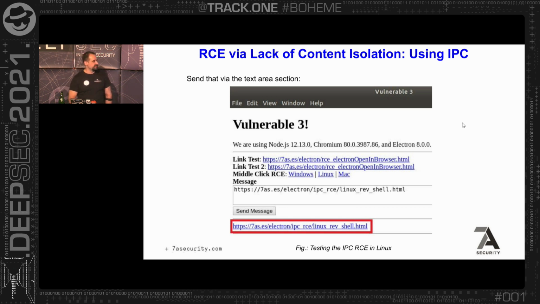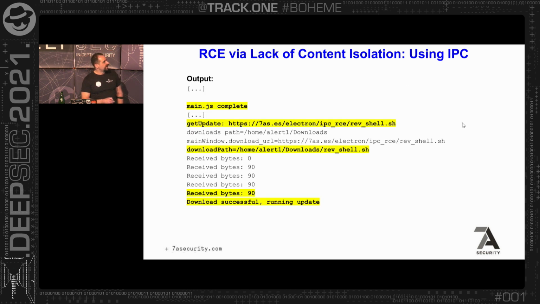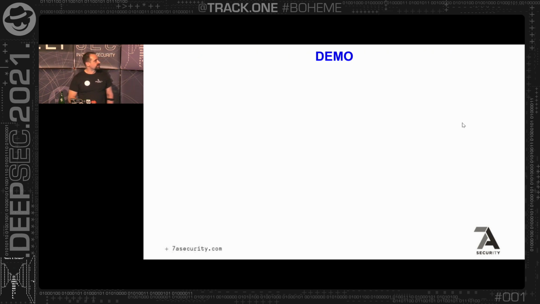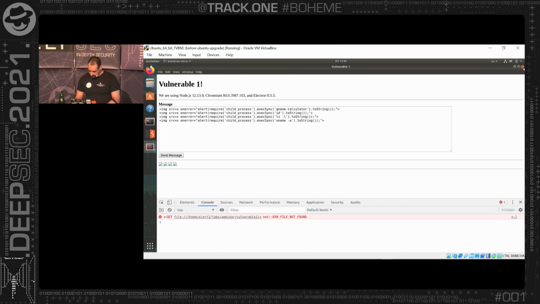So the user clicks on the link, then this will be received as another user. Now, since this is an example application, we send links to ourselves. And then just to start the application, in the terminal, you will see something like this, like a get update request has been received. This is the download path, download successful, running update. And then we get the reverse shell, and we can run the commands and so on. So let's just do the demo. And then we will have a little bit of time for questions.